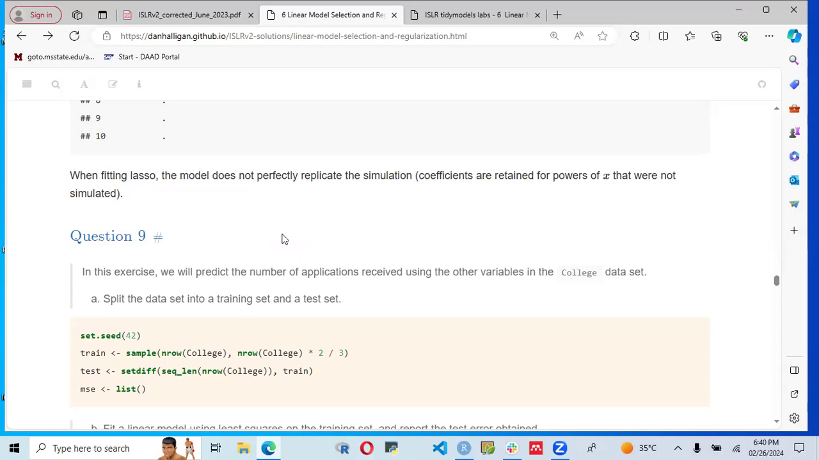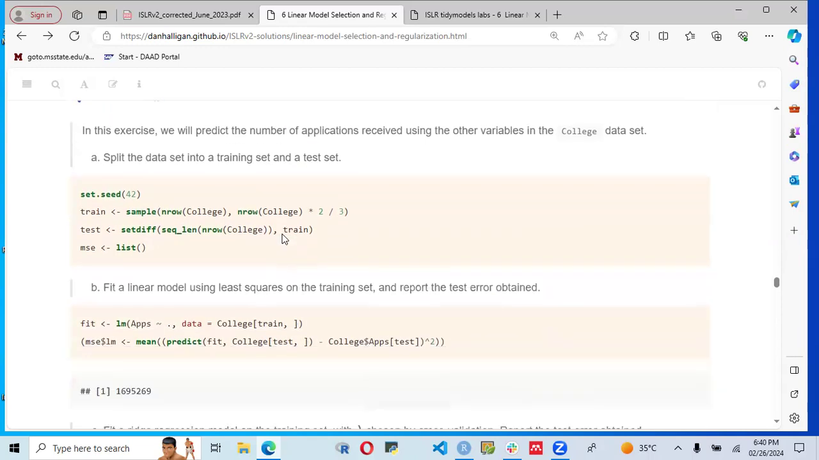So the next question, which is question 9 from the lab. They say in this exercise, we will predict the number of applications received using the other variables in the college data set. A, split the data set into a training set and a test set. Here we are going to use the initial split function. We set a random seed. We have sample, which is the number of rows from the college, then the number of rows of college times 2/3. This is going to give us the training set, and this will give us the test set.